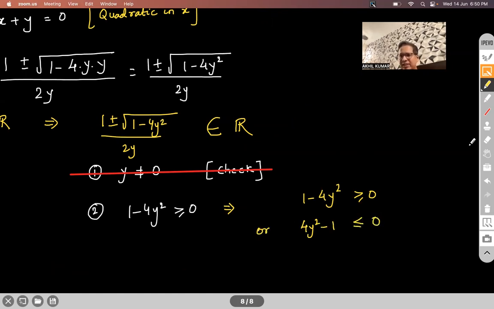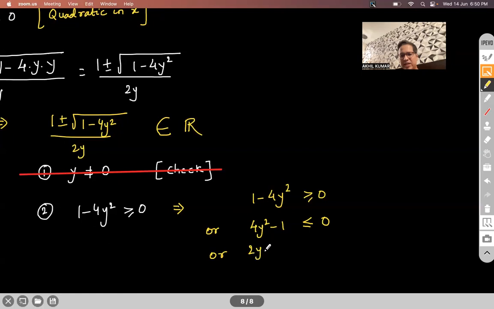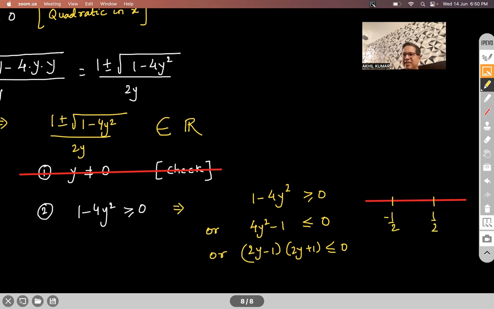Correct? Everybody knows this. We had discussed it in our offline session. Now, if you factorize this, you get 2y minus 1, 2y plus 1. Make a number line. Correct? Put the zeros of these factors. So the zeros of these will be minus half and half. Put the sign in these intervals.